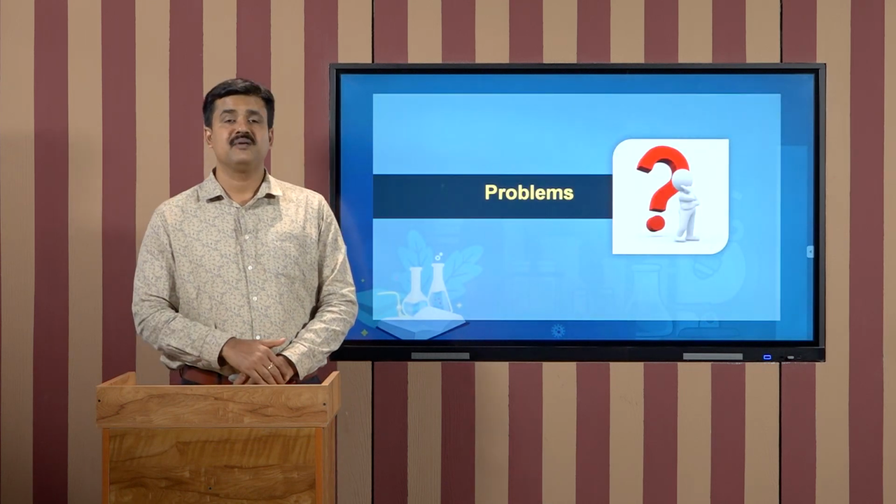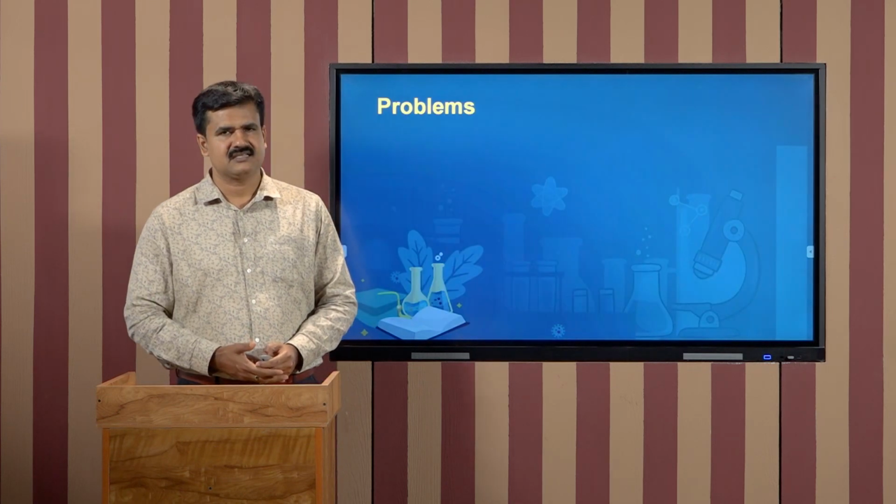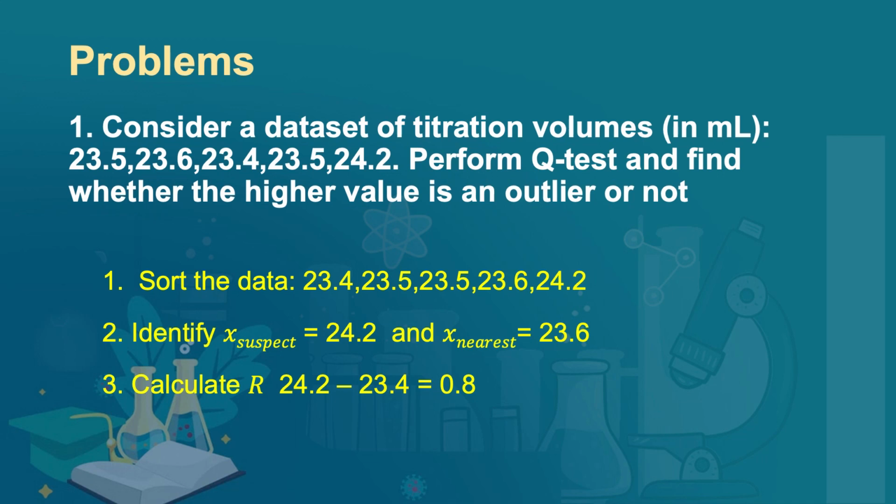Now, the problems based on the concept we learned. First of all, consider a data set of titration. The volumes are given in ml. These are the volumes: 23.5, 23.6, 23.4, 23.5 and final value 24.2. Perform Q test and find whether the higher value is an outlier or not.